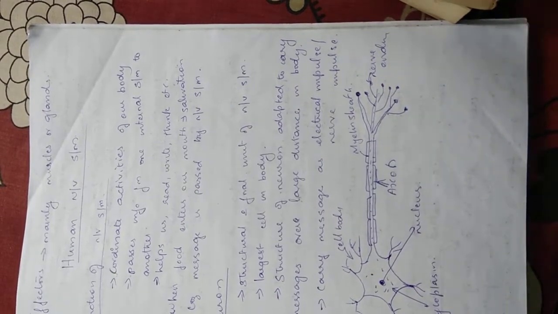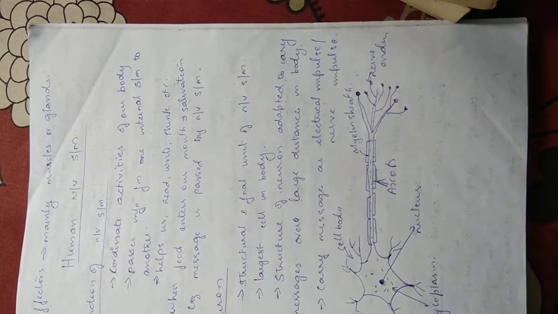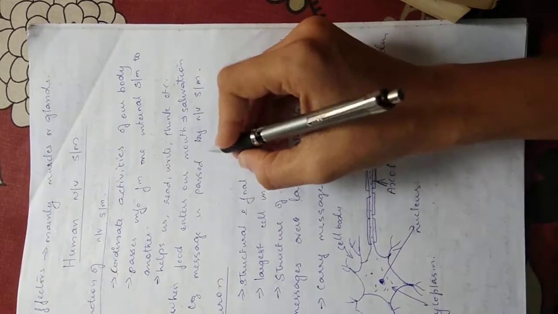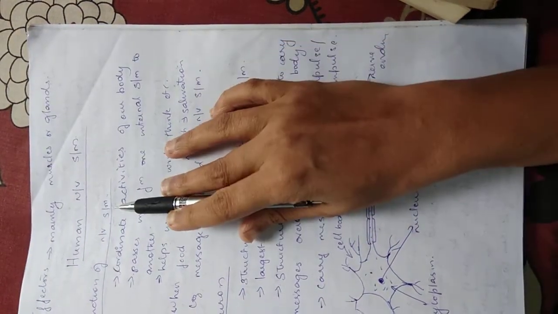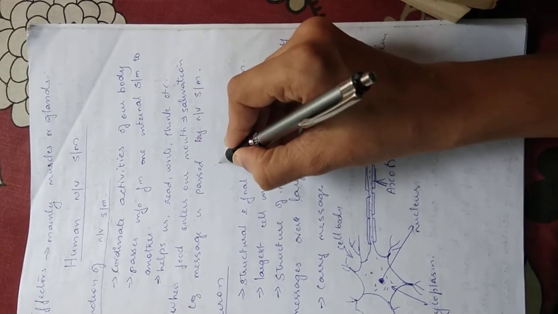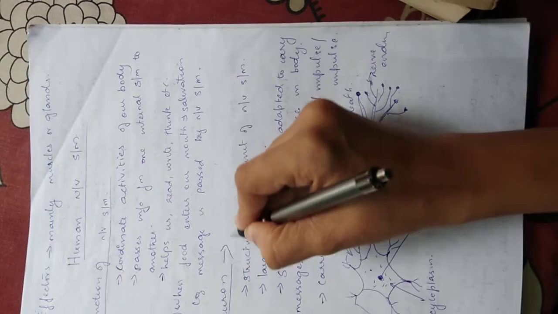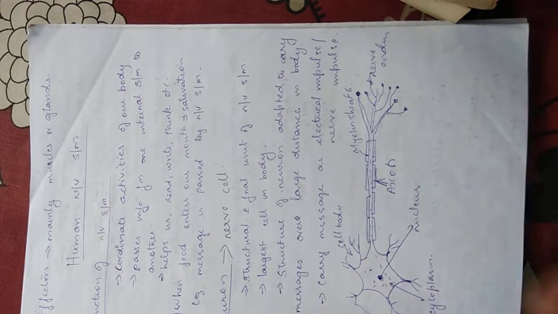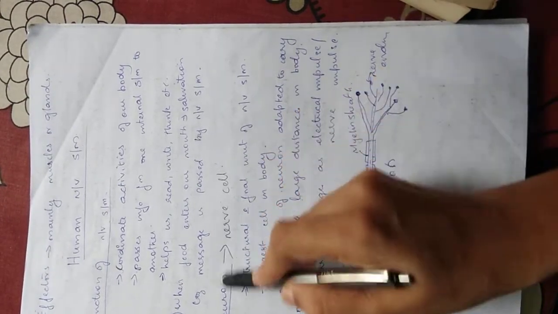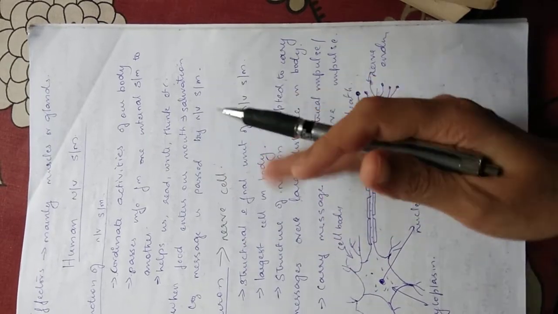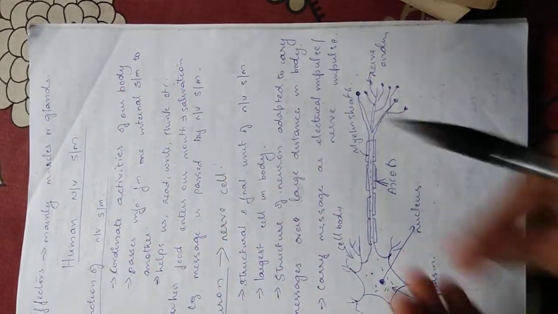First and foremost, we have to study the basic unit of the nervous system. What is the nervous system made up of? The nerve will be made up of a lot of nerve cells. What is a nerve cell? A nerve cell is a neuron. This is a structural and functional unit. All the nerves are structurally made up of a group of nerve cells. A nerve is a group of nerve cells.